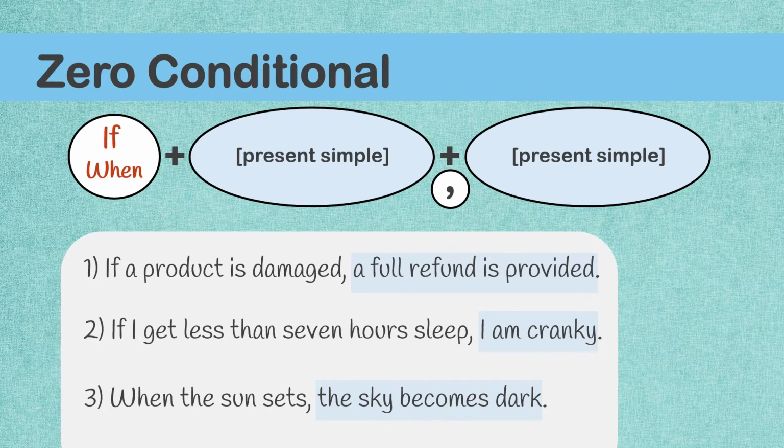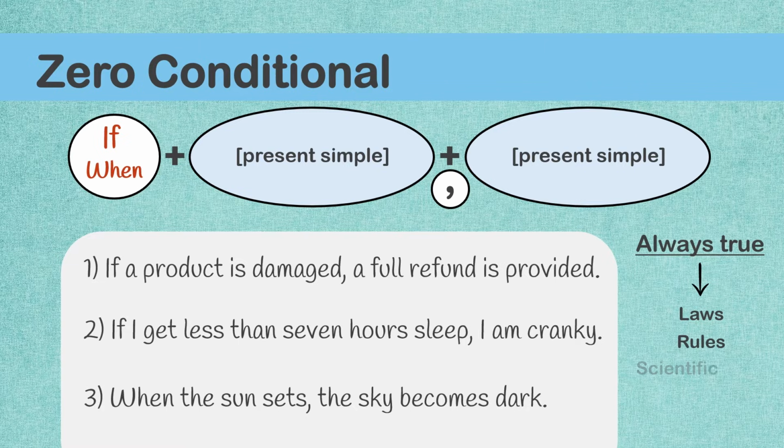Each of these sentences refers to something that is always true. Zero conditional is used for laws, rules, scientific facts, and general truths.